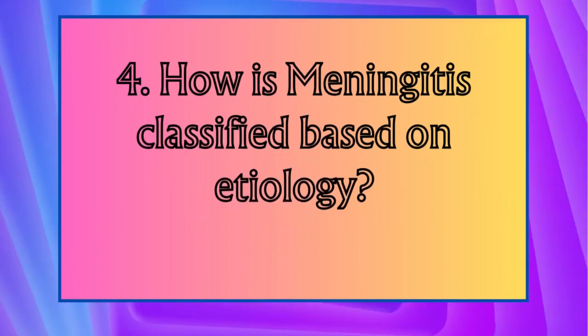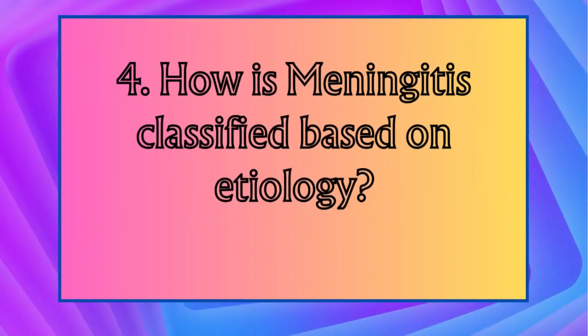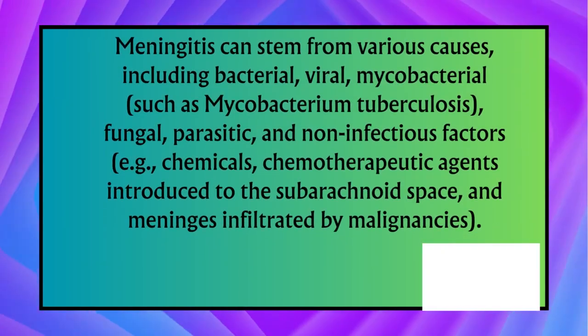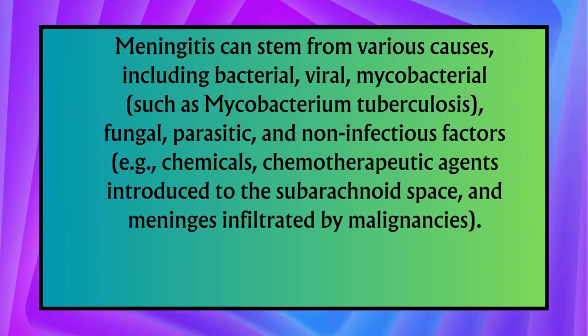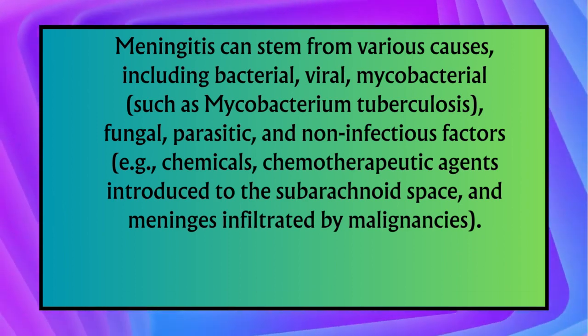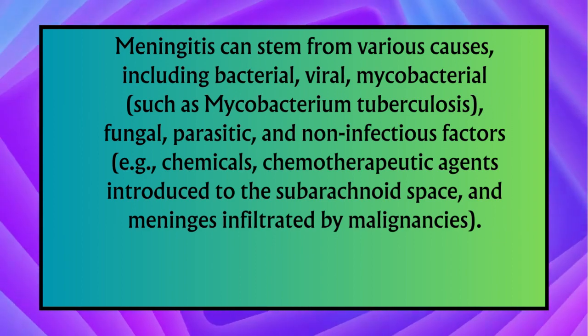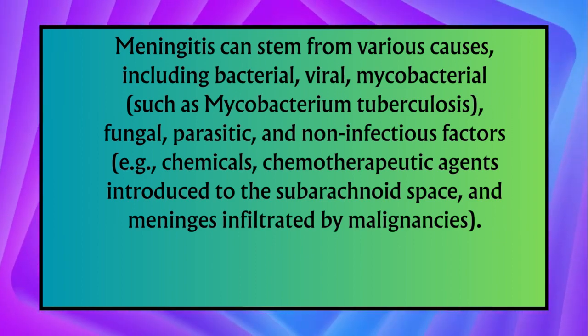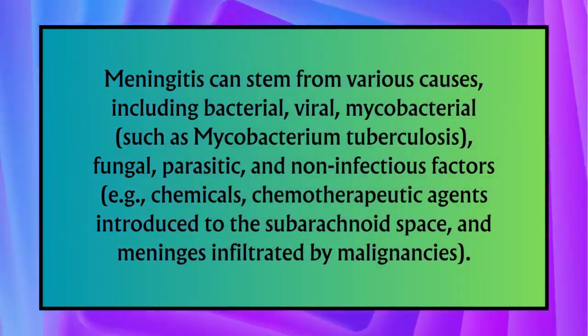4. How is meningitis classified based on etiology? Meningitis can stem from various causes, including bacterial, viral, mycobacterial, such as Mycobacterium tuberculosis, fungal, parasitic, and non-infectious factors, e.g. chemicals, chemotherapeutic agents introduced to the subarachnoid space and meninges infiltrated by malignancies.